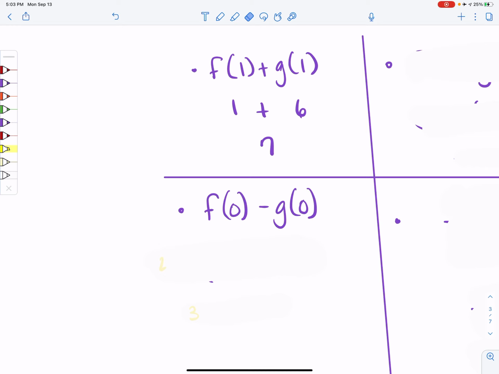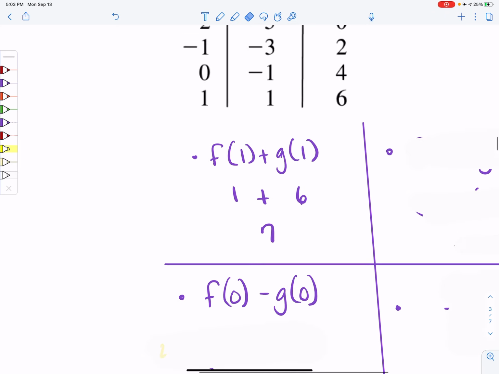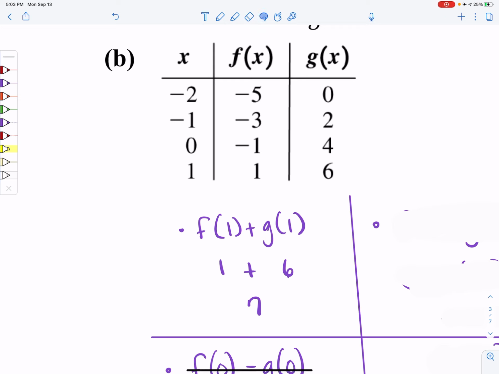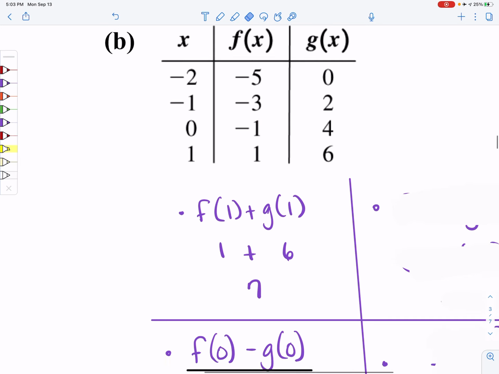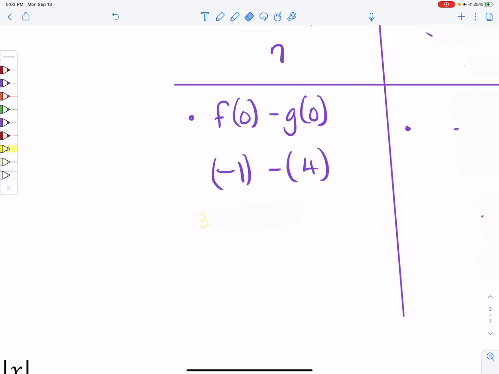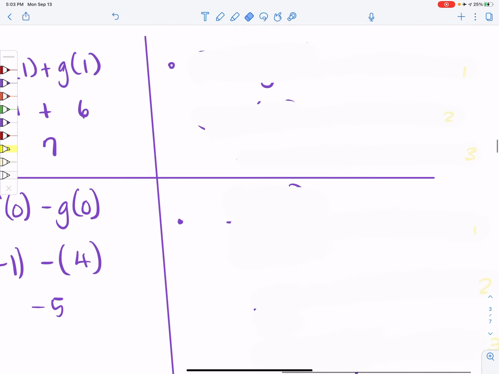So the subtraction is going to be f of 0 minus g of 0. By the way, at this point, you're probably getting the hang of this. You could very easily pause the video, do the other 3, and then check your work and see if you get them right. So f of 0, I'm going to be looking here at this line. f of 0 is -1. g of 0 is 4. So f of 0 is -1. Bring down your minus sign. g of 0 is 4. And you have -5.